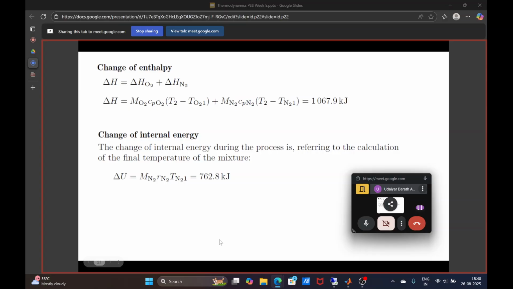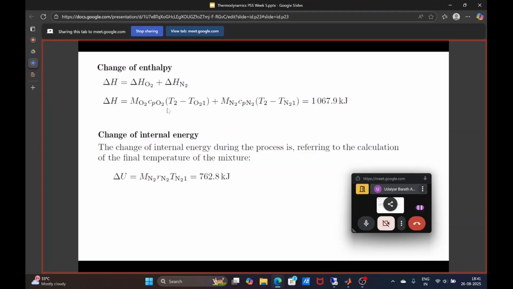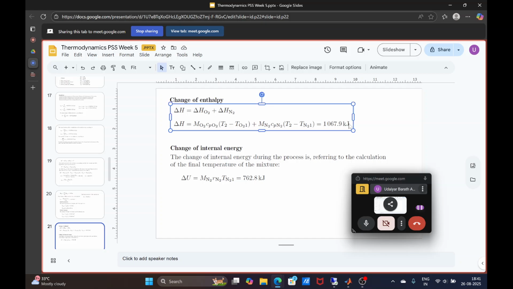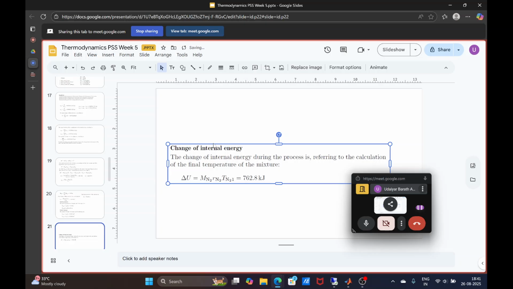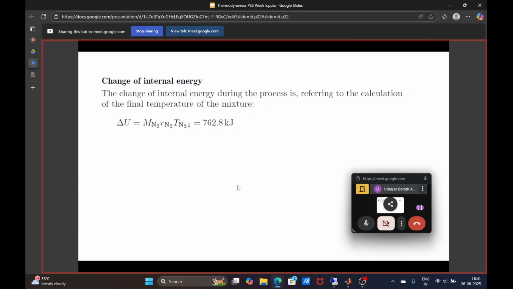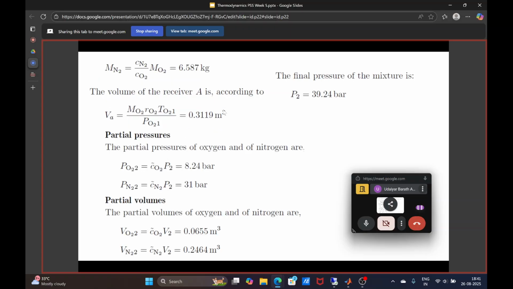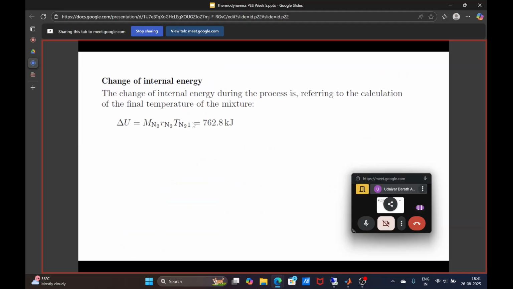So the change in internal energy is based on the final temperature, which we have already found out. The total change in internal energy is the work done. This MRT1 is 762.8 kilojoules.